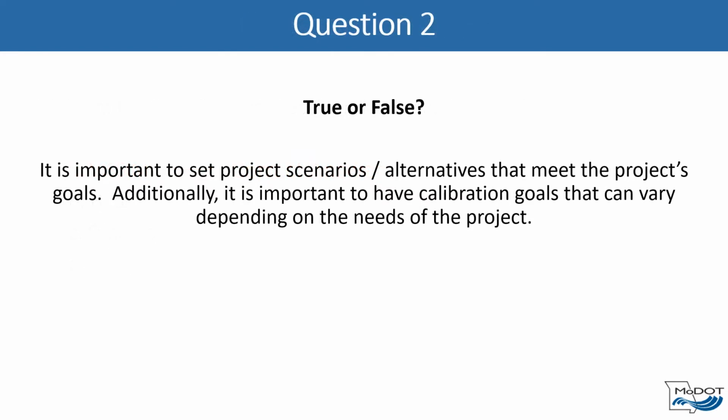True or false? It is important to set project scenarios or alternatives that meet the project's goals. Additionally, it is important to have calibration goals that can vary depending on the needs of the project. This statement is true.